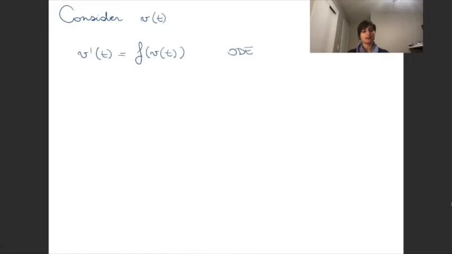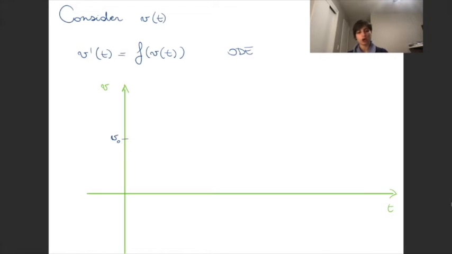We're looking at the simplest case, which is a first order ODE in which the right hand side depends only on the solution and not on the time. So we want to solve for v such that v prime is equal to f of v. And we draw a plane in which on the horizontal axis we have the time, and on the vertical axis we have v.